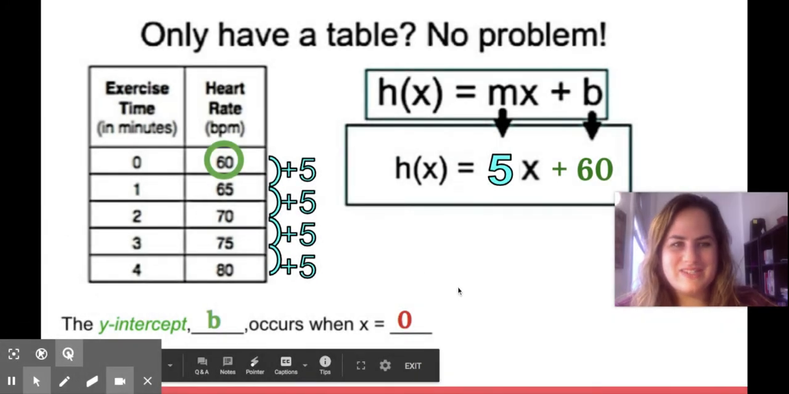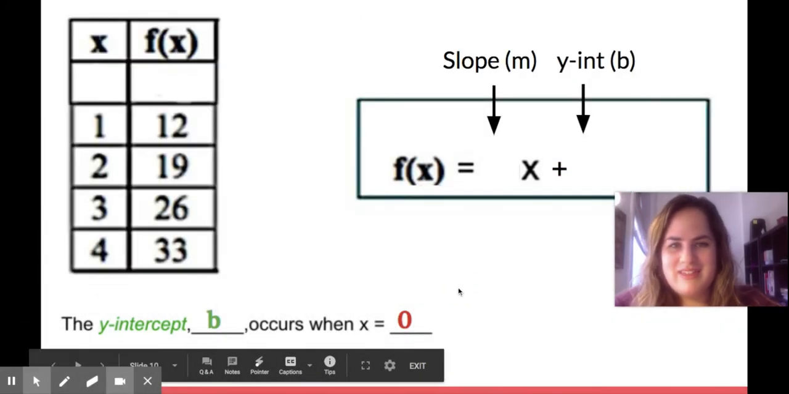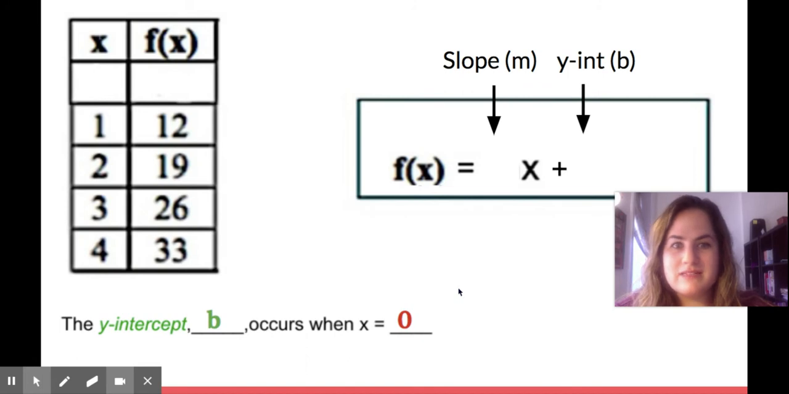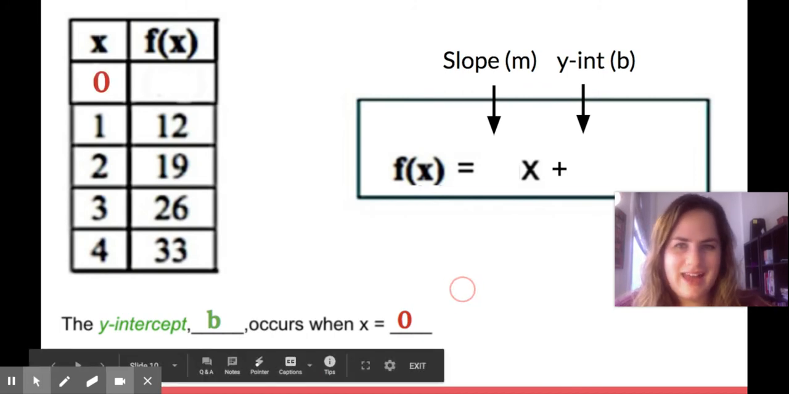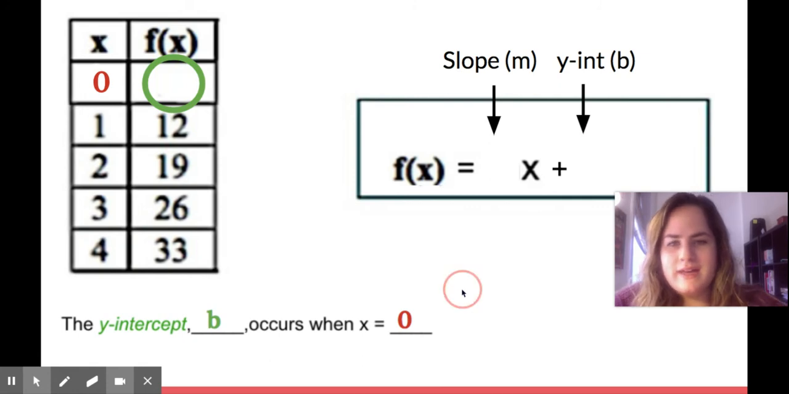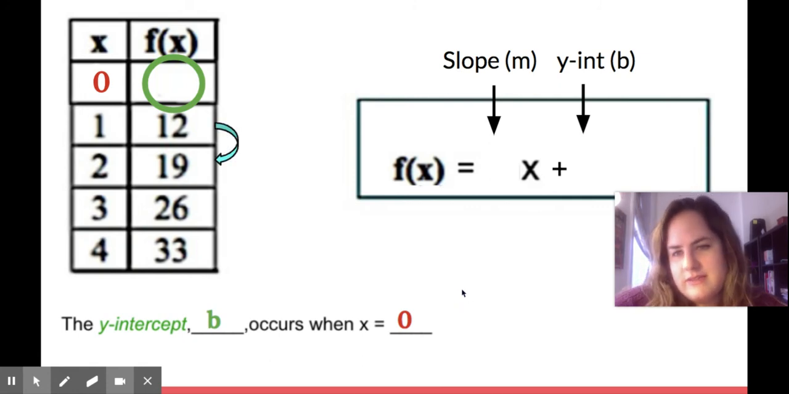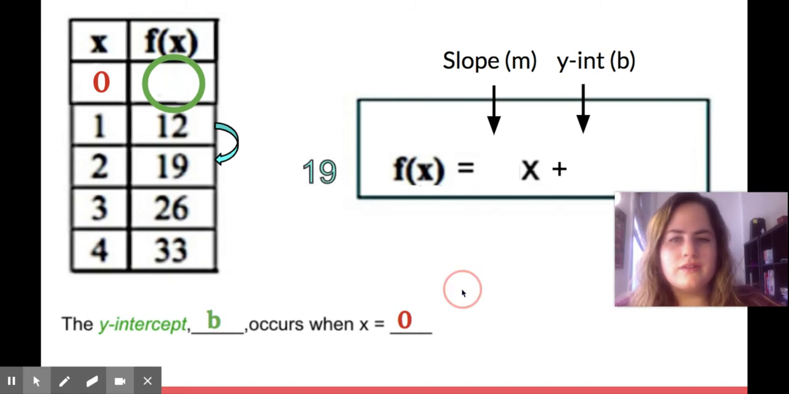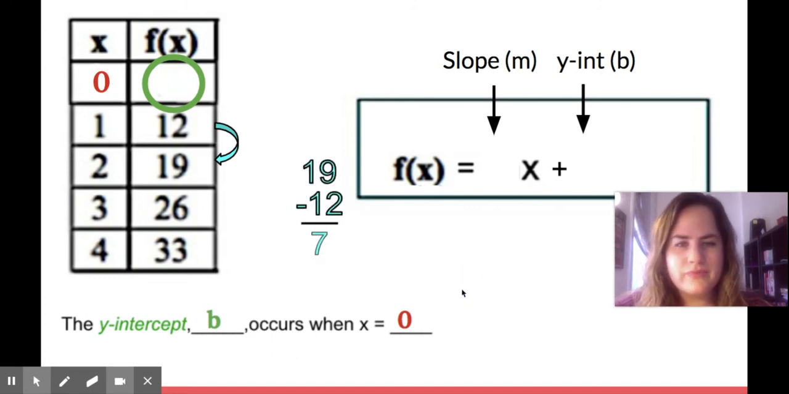Okay, let's do another one. This one, let's say we're missing some information. I need to know when x is 0. I know what's going to happen there. I know whatever number goes in that box is going to be my y-intercept. So we're going to have to do a little detective work. So let's see. Let's find our slope. How do you get from 12 to 19? You can count on your fingers, or you can just do 19 minus 12. And you'll get 7. So that is your slope. So you can go ahead and fill that in.